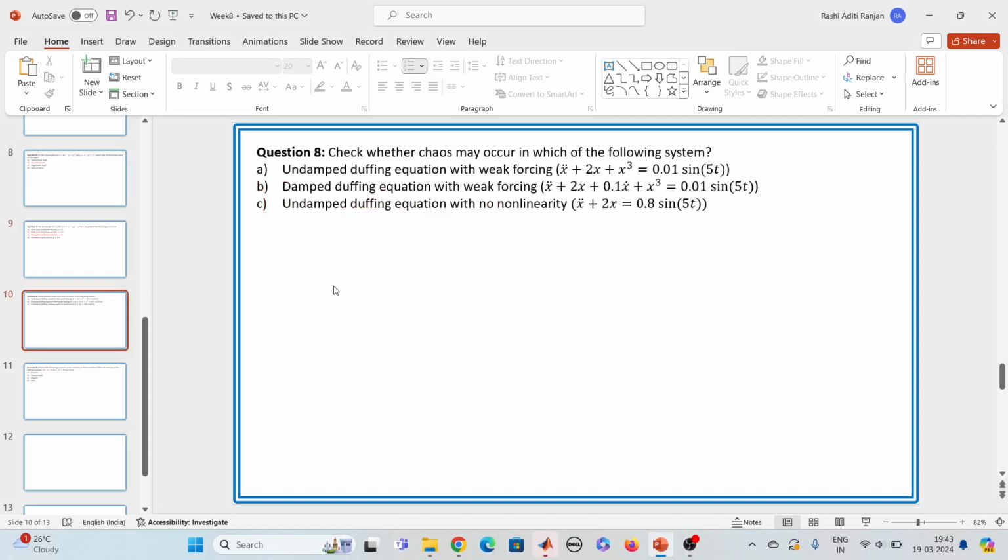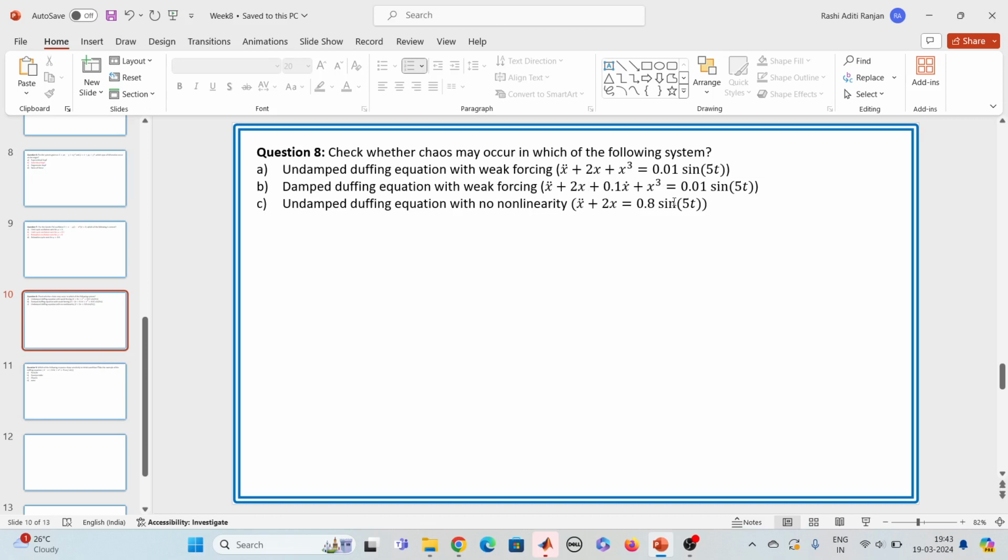Now coming on to question number 8. Check whether chaos may occur in which of the following systems. See, this question I have taken, I will not discuss every option one by one, because I think now you people have become familiar with MATLAB and how to solve the equations. So what you have to do is, you have the equations, you can put them in MATLAB and then see whether chaos is actually present in the system or not.